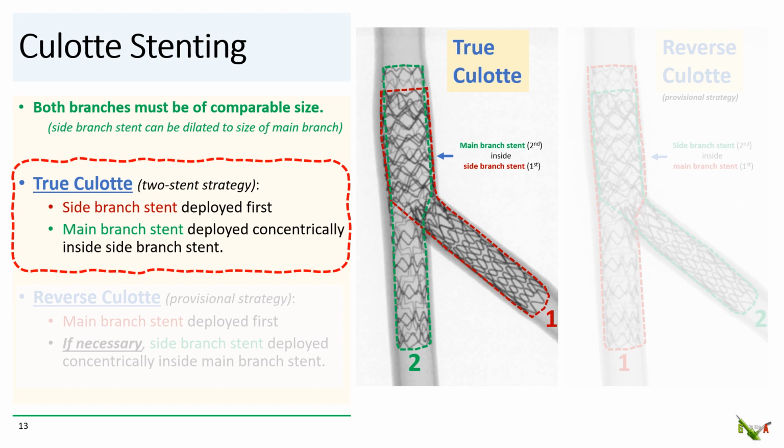We're planning to be doing a two-stent true culotte strategy here. That means we'll deploy the side branch stent first. In other words, first stent the LAD into the diagonal and jail the LAD. We'll then rewire the LAD and stent the LAD itself, placing the LAD stent concentrically inside the LAD diagonal stent and jailing the diagonal. We'll then rewire the diagonal and do final kissing angioplasty and POT.